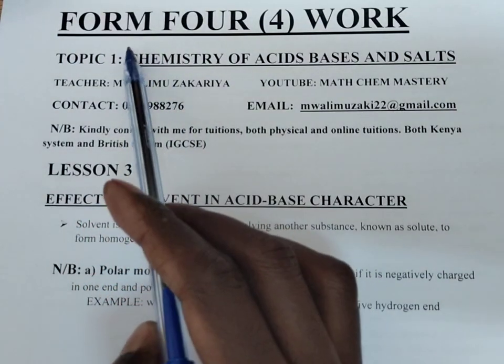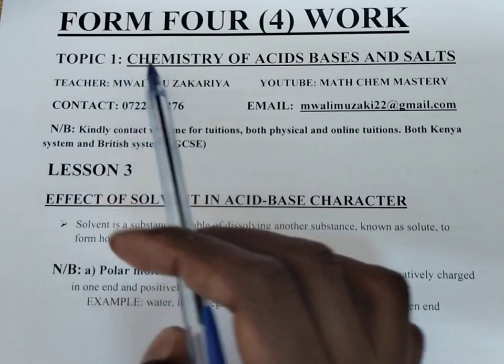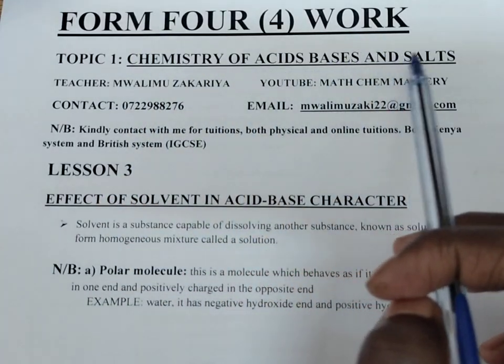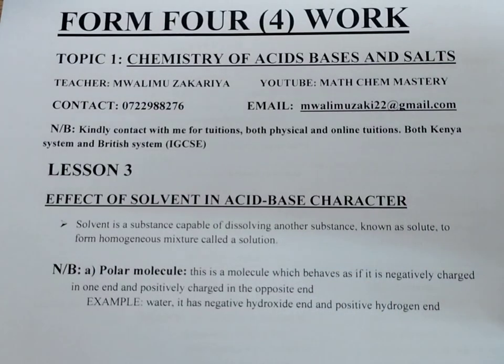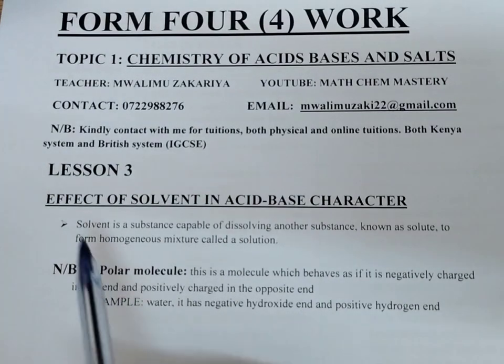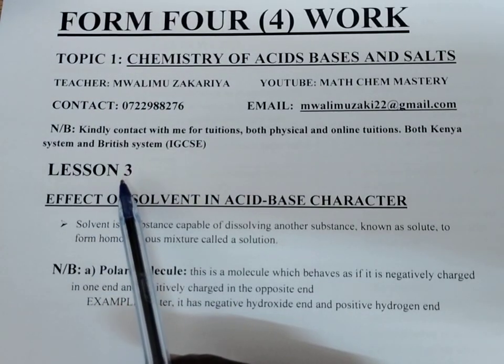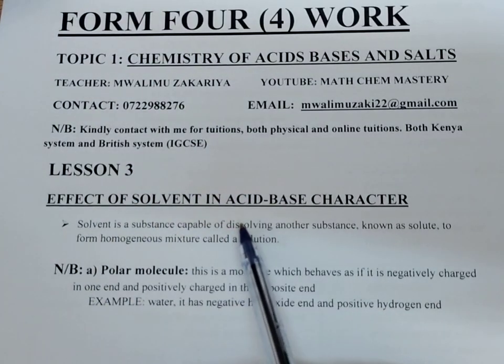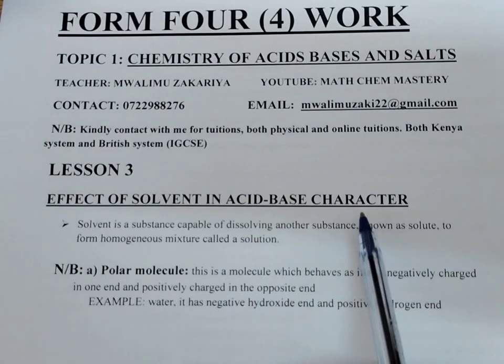Today we have Chemistry Form 4. That is the topic of acids, bases and salts. If you remember the last lesson, we discussed comparing the strengths of acids and bases, where we took the factors affecting it: the second one was the pH, the third one was the electrical conductivity, and the fourth one was the chemical reaction. Today we have lesson 3, effect of solvent in acid-base character.